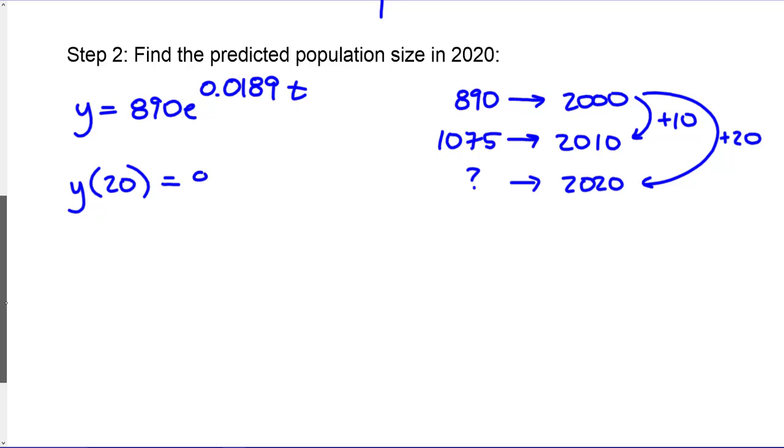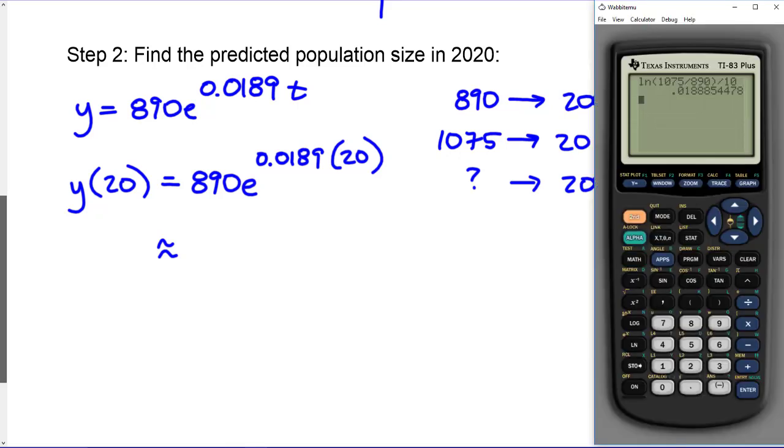Okay, so it would be 890 e to the 0.0189 times 20. And I don't need to solve for an exponent, so I can just plug everything into the calculator. So let's bring that up. Clear out what I have already. So 890 e raised to the 0.0189 times 20. So I'll round to the nearest whole number just because we're talking about population size and people.